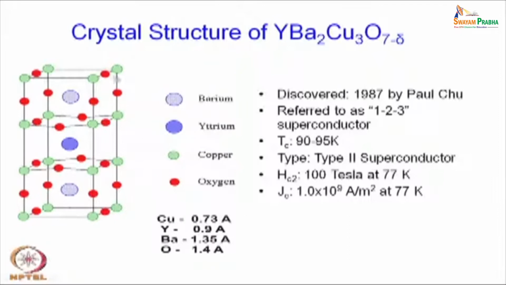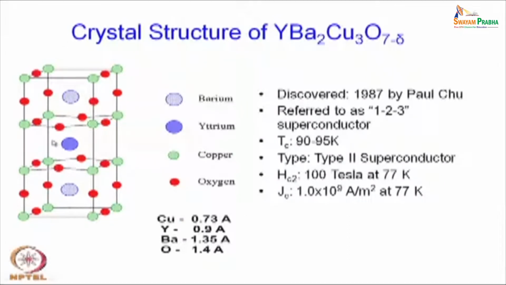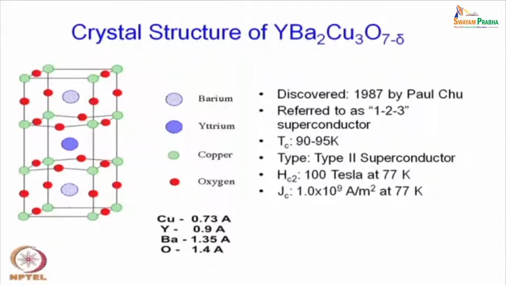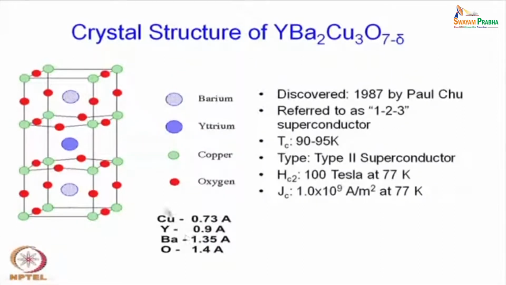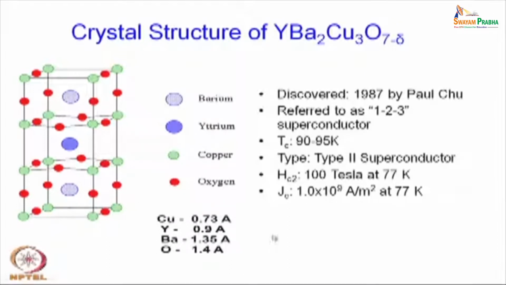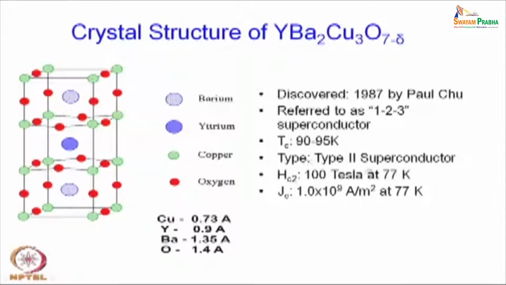So, this is basically a kind of distorted perovskite structure, and because of the distortion you have different blocks where one can get a symmetry of rock salt as well. These are the ionic sizes of these different elements present here: copper, yttrium, barium and oxygen. We will come to these figures later on.